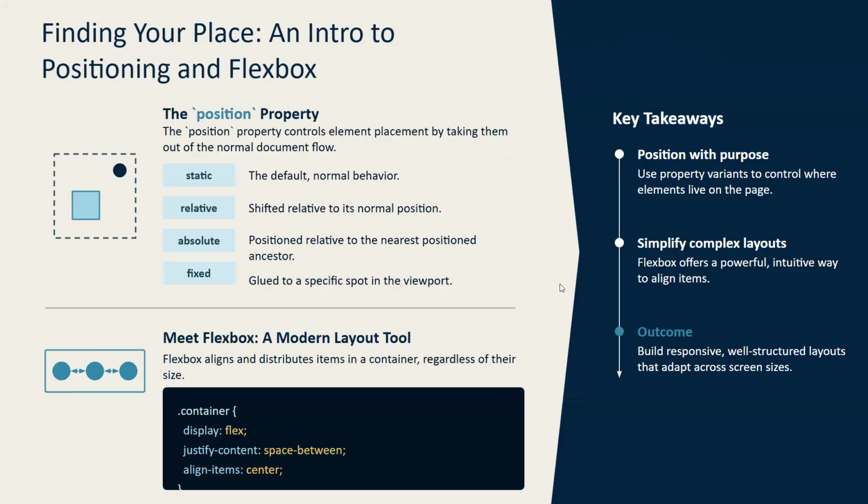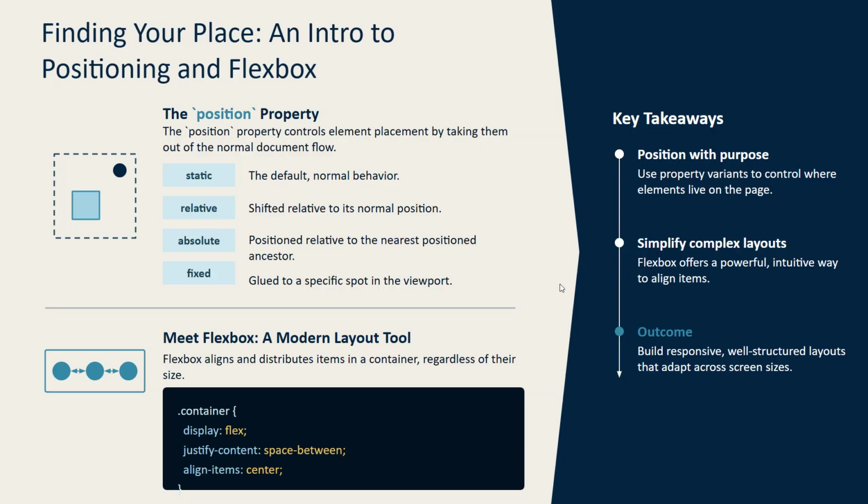And now let's take a closer look at positioning. Let's try to understand what the position property actually does. This property controls where an element sits on the page, and some position values can take elements out of the normal document flow. For most elements, static is the default, so elements will just appear in the order that they show up in the HTML.